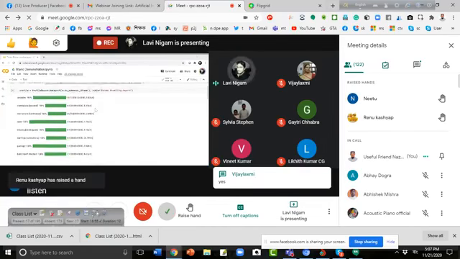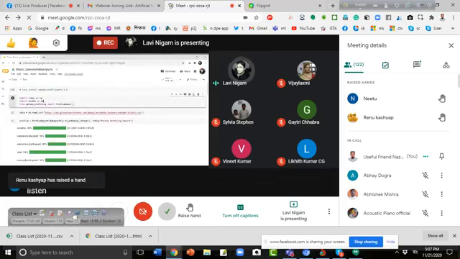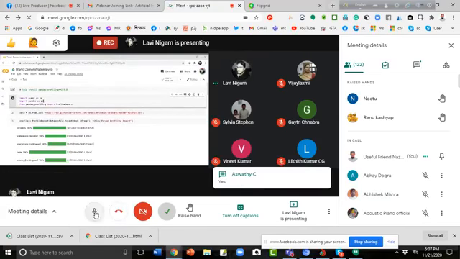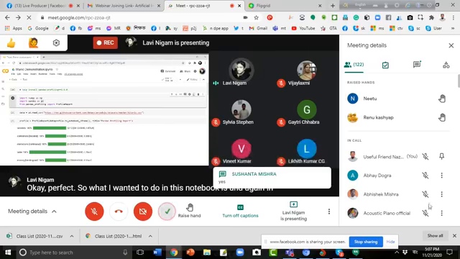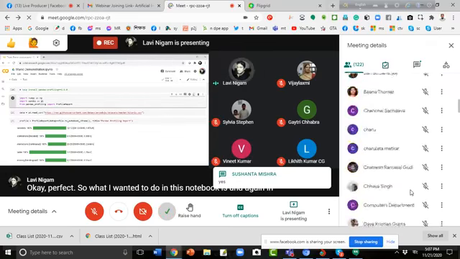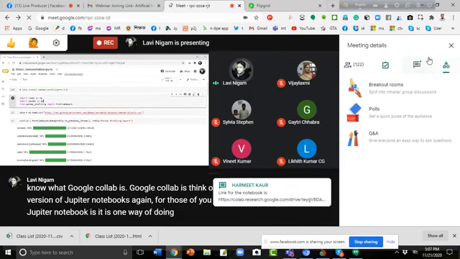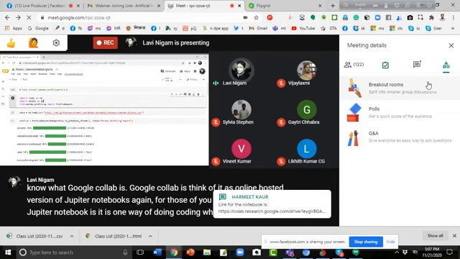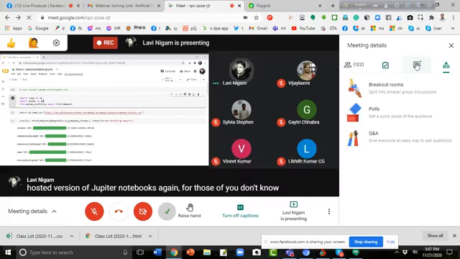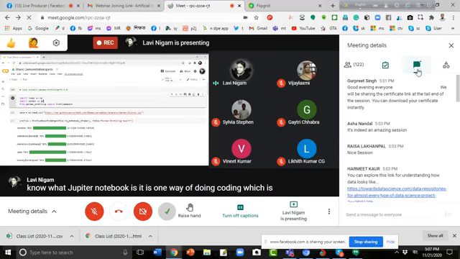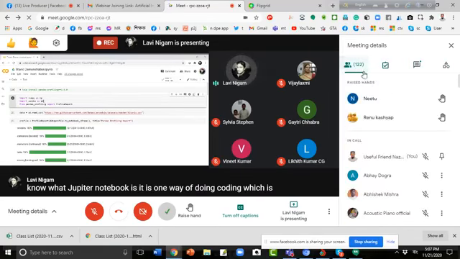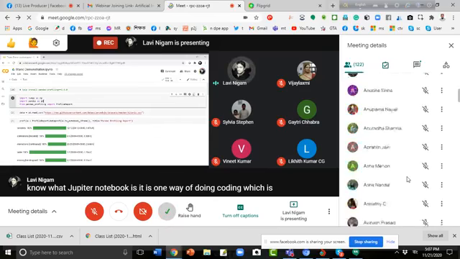So what I wanted to do in this notebook is, and again in the presentation you have the link. For those of you who don't know what Google Colab is, think of it as an online hosted version of Jupyter Notebooks. Again, for those of you who don't know what Jupyter Notebook is, it is one way of doing coding which is interactive, which is not like you're doing coding either on a terminal or on IDEs that you typically do. So it functions like a book wherein you can write code.